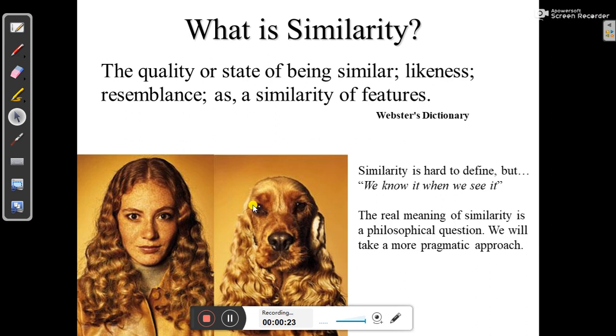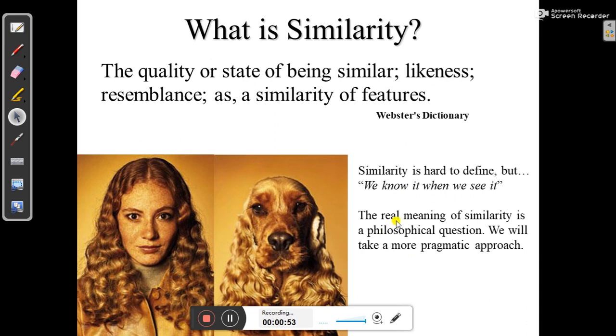You can see in this picture, both pictures look similar but not similar. The quality or state of being similar, likeness, resemblance, as in a similarity of features. That is from the dictionary. That is the literal meaning. Or we can say that with similarity, we know it when we see it. That is why it is hard to define. The real meaning of similarity is a philosophical question.